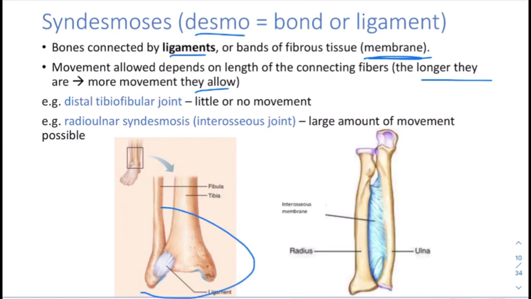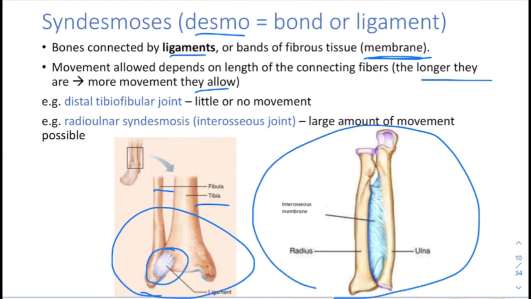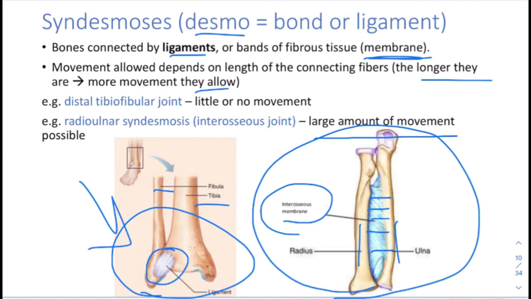So here, this joint between the tibia and the fibula is called the distal tibiofibular joint. And there's a short ligament. So here there is little or no movement because the connecting fibers are short. And then another example here is the interosseous joint, or the radioulnar syndesmosis. And here the radius and the ulna are connected by something called the interosseous membrane. As you can see, the connecting fibers are long, so there's relatively a large amount of movement compared to the distal tibiofibular joint.